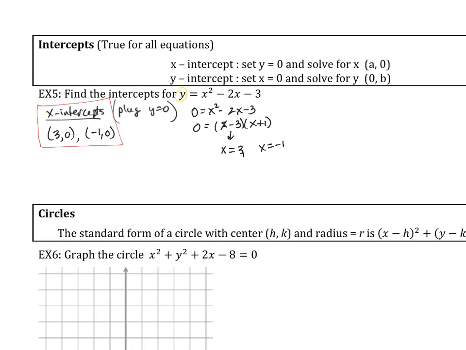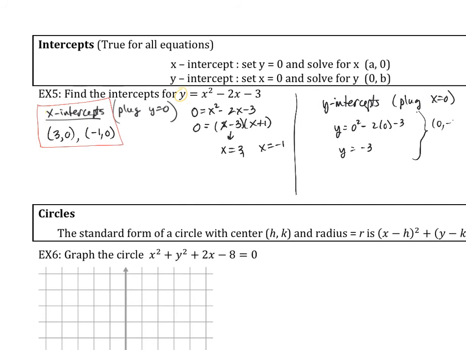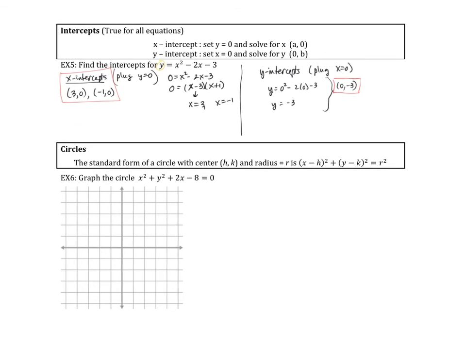And then for the y-intercepts, you're going to plug x equals 0 in. So I'd have y is equal to 0 squared minus 2 times 0 minus 3. So y equals -3. And that tells me that when x is 0, y is -3. So that's my y-intercept. All right, and those are really helpful as we go through and graph, because at least those are nice, easy points to find on the graph.